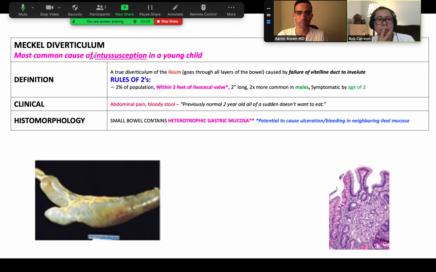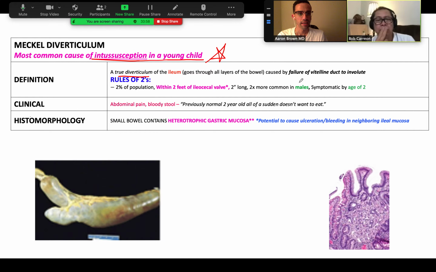Meckel's diverticulum. This is our most common cause of intussusception in a young child. So this is what's considered a true diverticulum because it contains more than one layer of bowel wall. When we talk about Zenker's diverticulum, when we talk about diverticulosis, that's typically 1 or 2 layers at most. Here we get multiple, in fact, all layers of bowel forming this diverticulum.